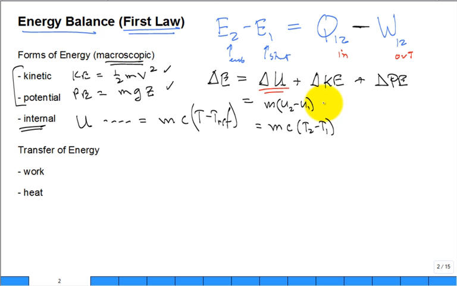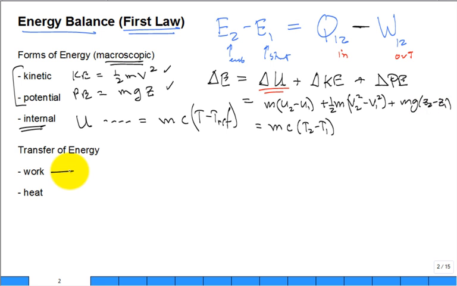Where the kinetic energy is just 1/2 mass times the final speed squared minus the initial speed squared, isn't it? Is it affected by pressure, temperature? No. And then the gravitational potential energy is mg times Z2 minus Z1.